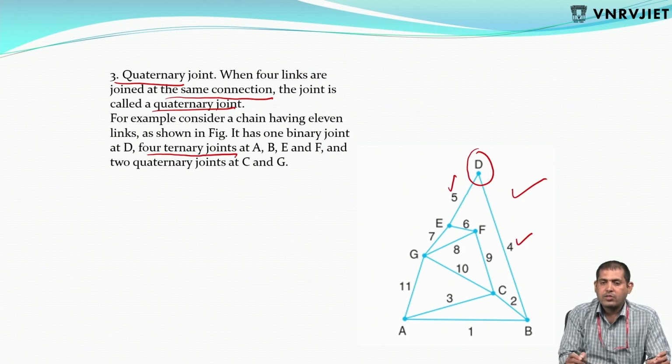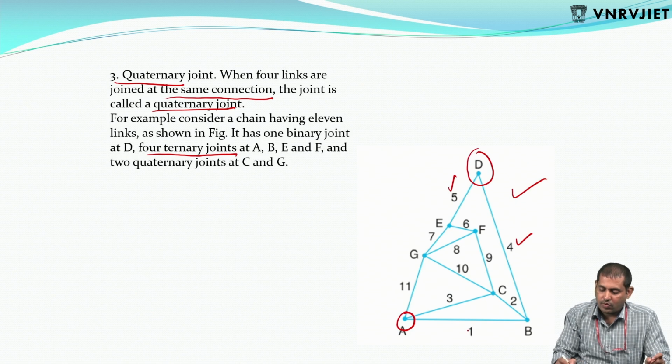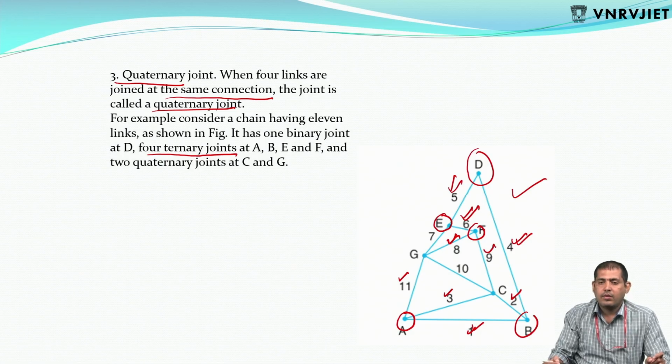4 ternary joints. Where A: 1, 3, 11. B: 2, 4, 1. E: 5, 6, 8, 7. Next, F: 6, 8, 9. 3 links. Next, 2 quaternary joints, meaning 4 links, C and G.